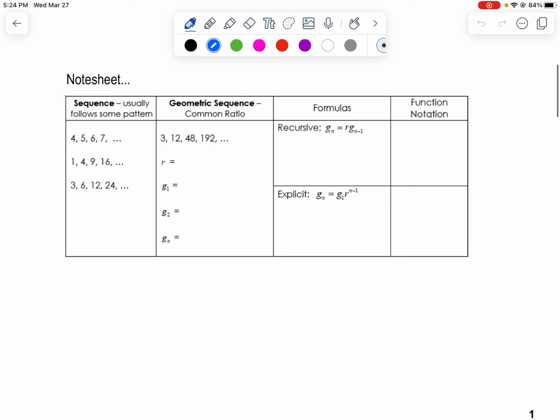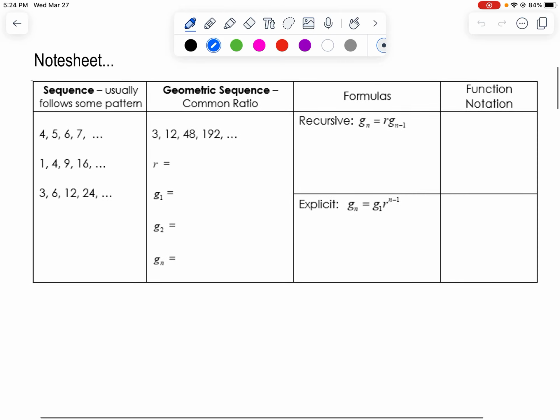So we are doing geometric sequences today. We already did arithmetic sequences, if you remember those. So let's start with what is a sequence. A sequence usually is just a bunch of numbers that follow some sort of pattern. So this first sequence here of 4, 5, 6, 7 clearly follows a pattern that we are adding 1 each time. So that is an arithmetic sequence because we're adding the same amount each time.